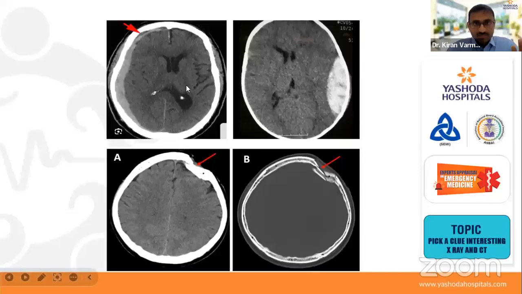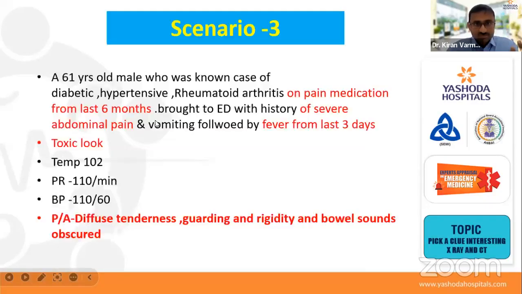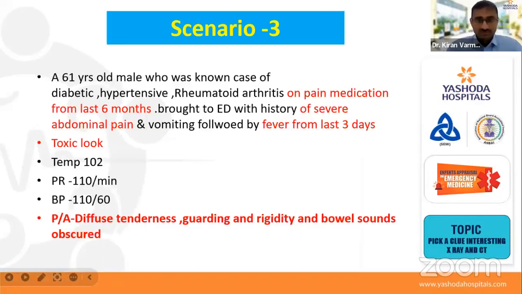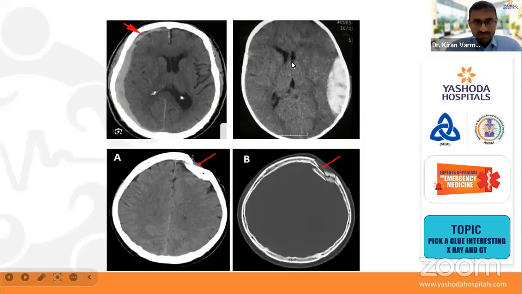So one answer is SDH. Why are you thinking in terms of SDH? How do you differentiate between SDH and EDH? Can anyone tell me how you differentiate between SDH and EDH?